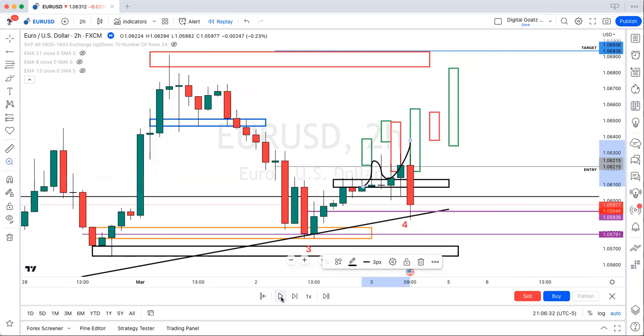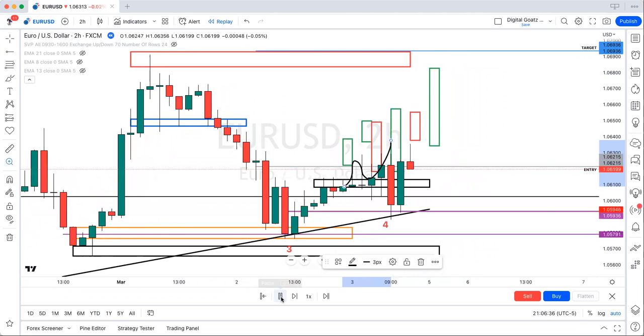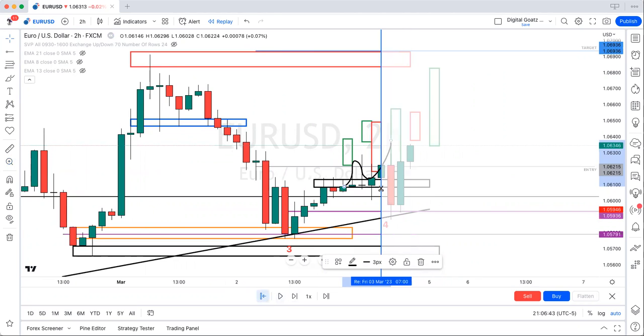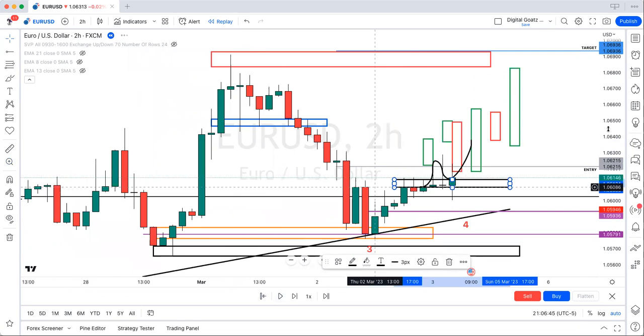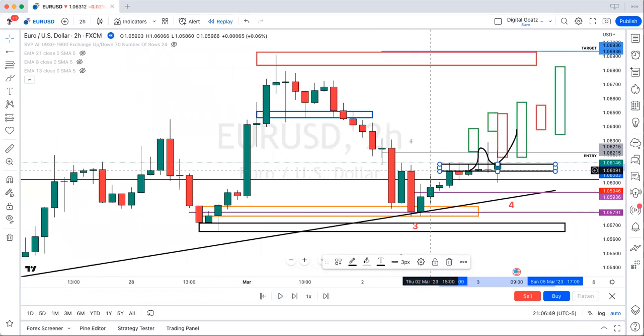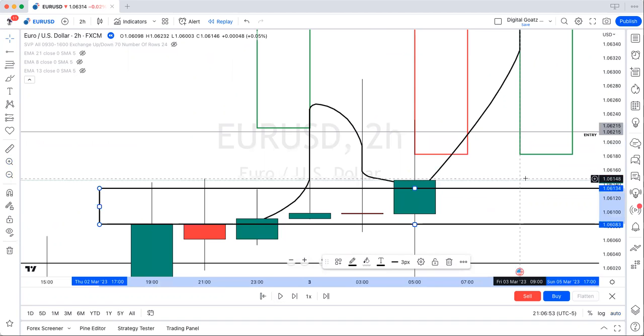Oh, how come it was supposed to stop? How come it's not stopping? That's scary. Anyway, it broke above. So this is a good area for me to see that the market broke above.